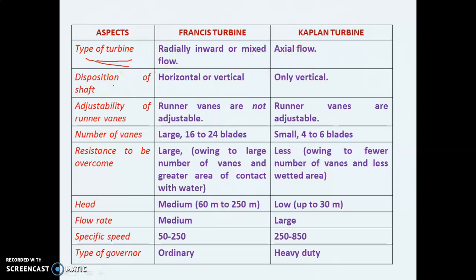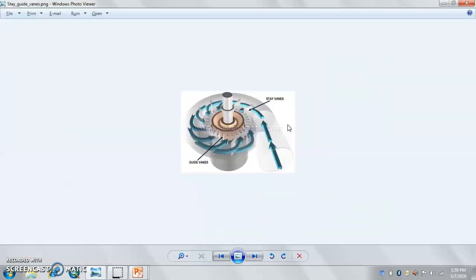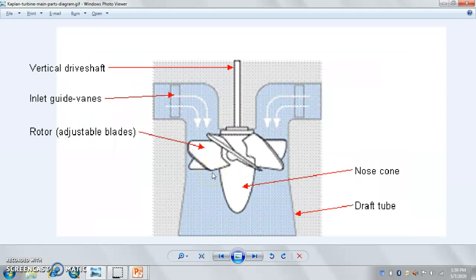Now second point is disposition of shaft. In the Francis turbine, the shaft can be either horizontal or vertical. Both are allowed. But in the case of Kaplan turbine, the shaft can only be vertical. Why? Because if you see, this is the Francis turbine, this is the Kaplan turbine.